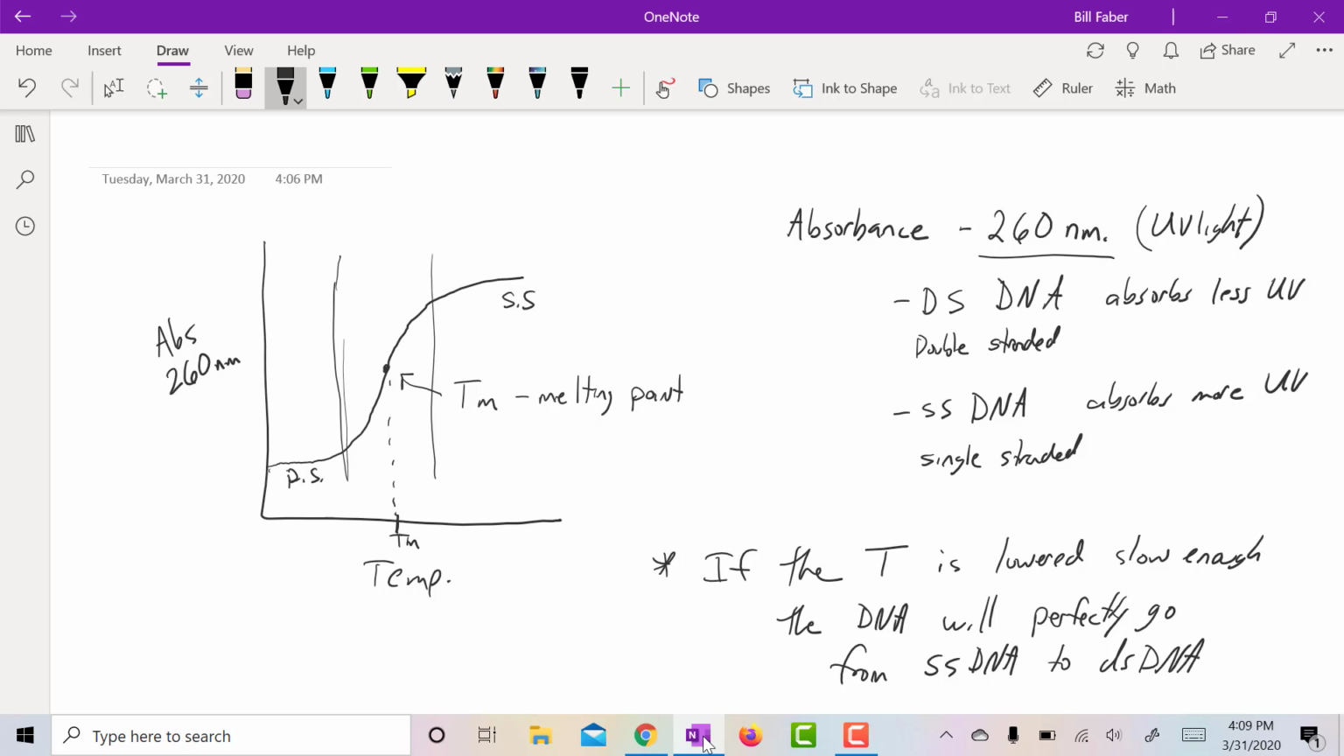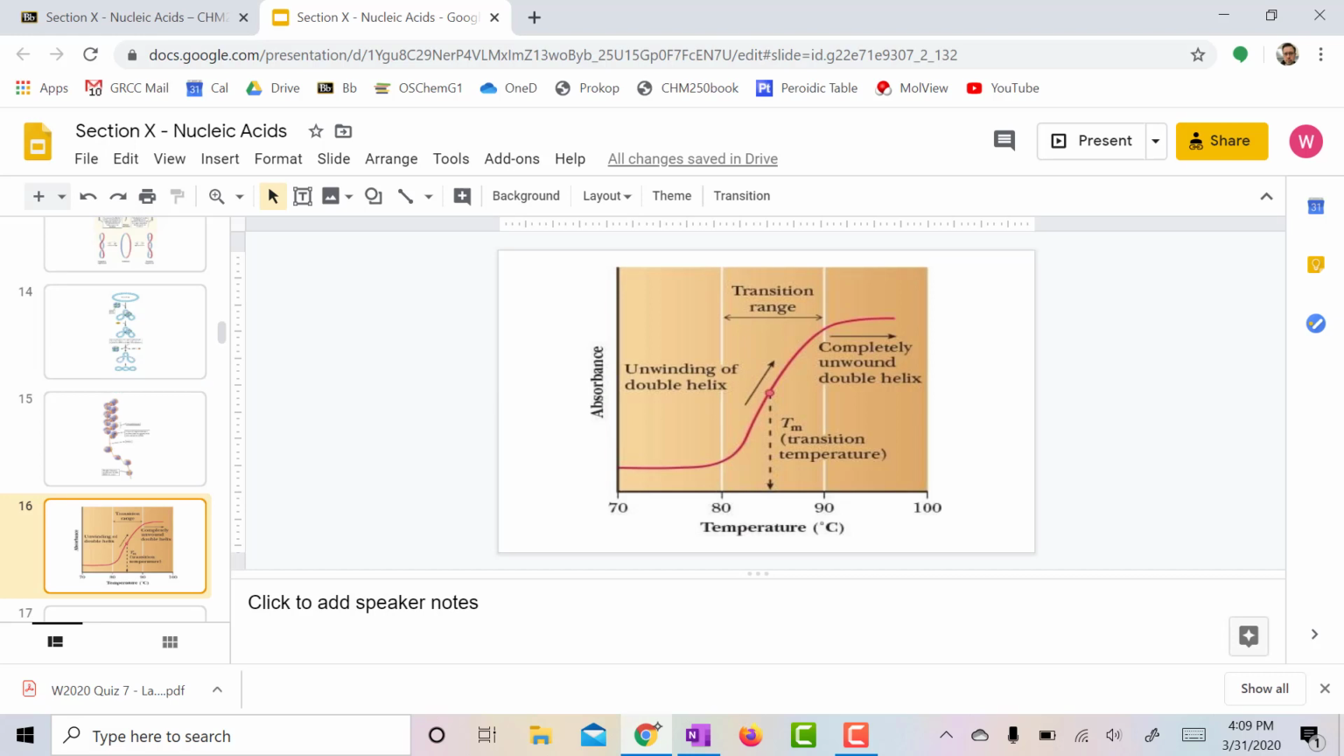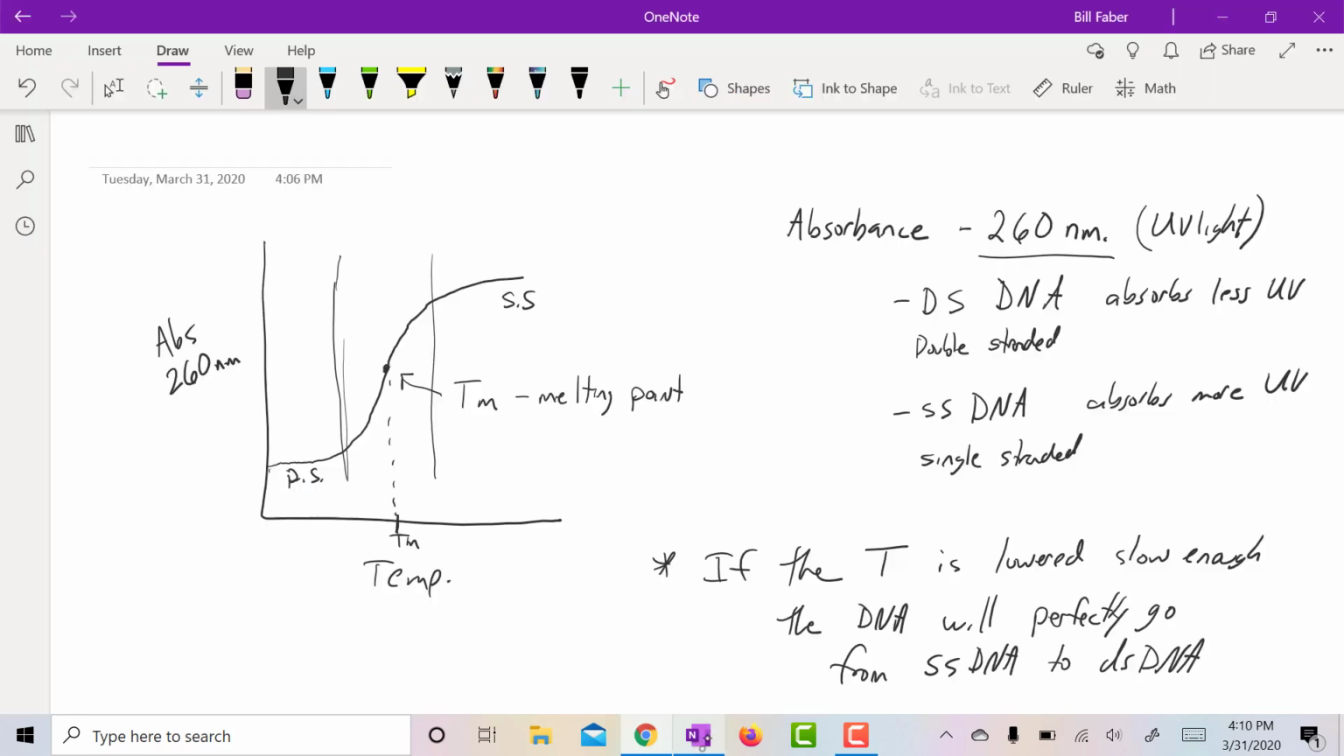All right? So I included a slide here. So you think of double-stranded absorbance. You raise the temperature, it starts to melt, unwinds, get your inflection point, and then up here after this range it's completely single-stranded, but we call that transition temperature, that TM, that melting temperature, right there in the middle. Okay?